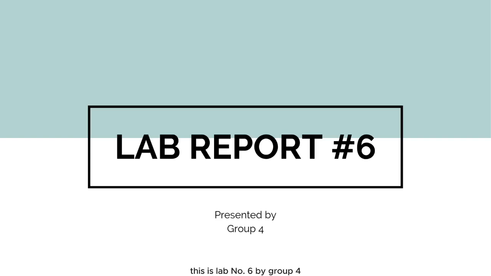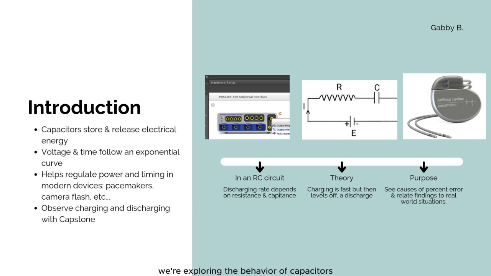This is lab number 6 by group 4. In this experiment, we're exploring the behavior of capacitors and how they store and release electrical energy over time in what's known as an RC circuit. This simple setup includes a resistor, a capacitor, and a power source.